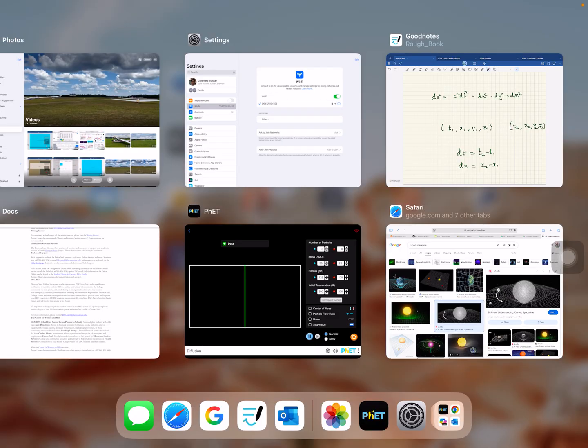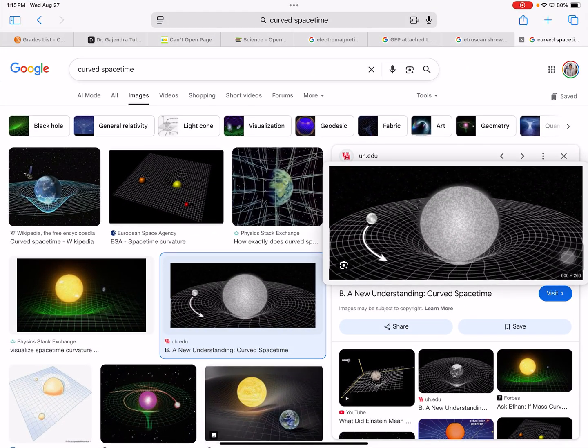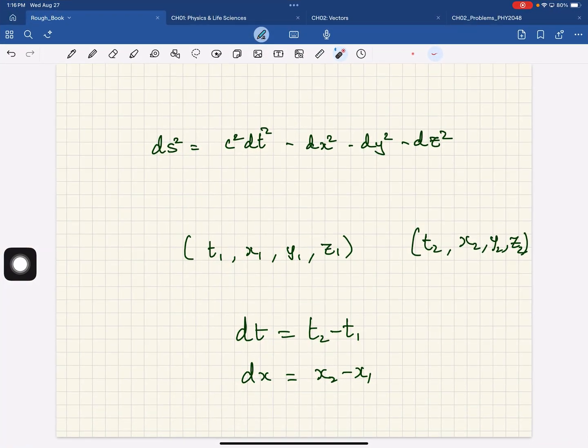Going back to here. So here's what this would mean. You are here now, and half a second later you were there. So dt would be half a second, dx would be the distance between those 2 points, and so on. And here's how you calculate the distance using this formula.